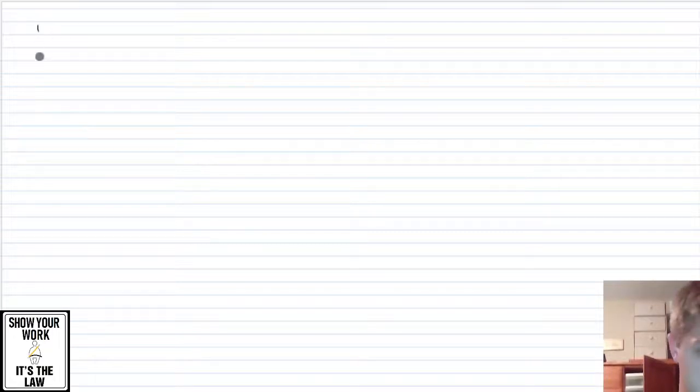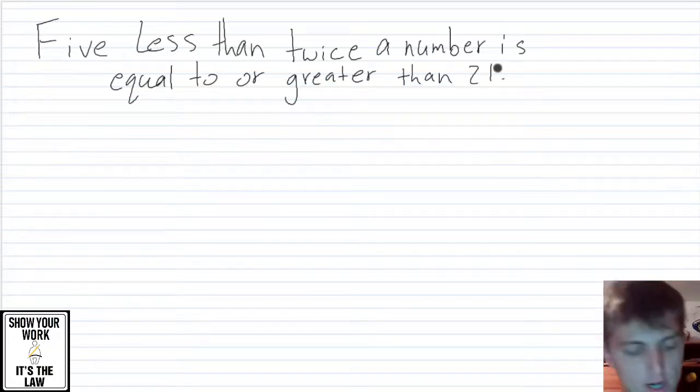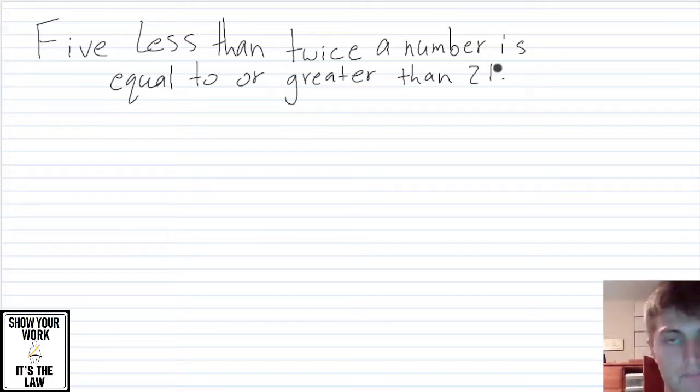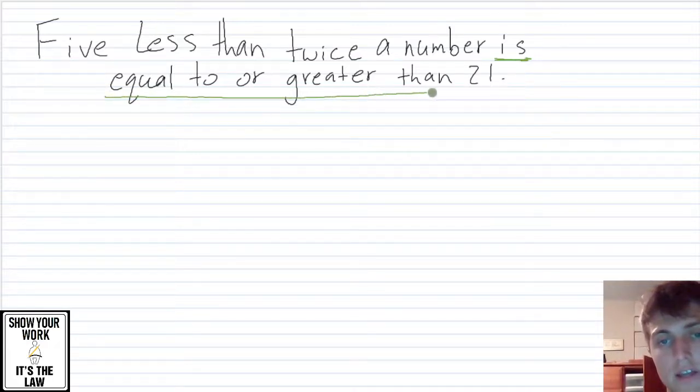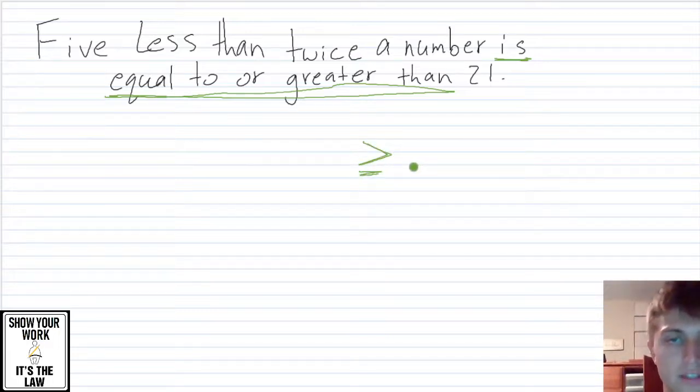So let's just start by rewriting the problem. 5 less than twice a number is equal to or greater than 21. So let's just start making some conversions with some stuff we know. So let's find the "is." We know that "is" means equal to, right? But it's not just equal, it's "is equal to or greater than." Alright, so right here in the green, we know that we're going to replace that English with this: is equal to or greater than. Or another way of saying that is greater than or equal to. Greater than what? 21.